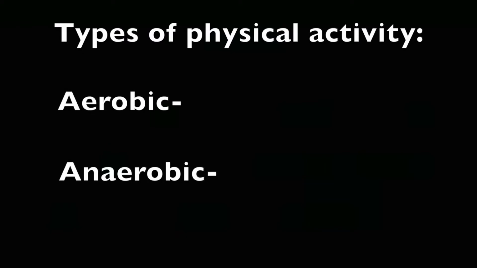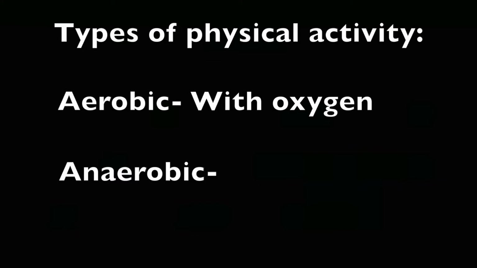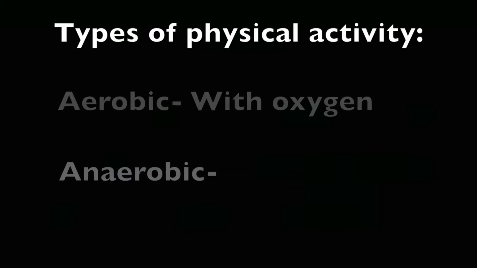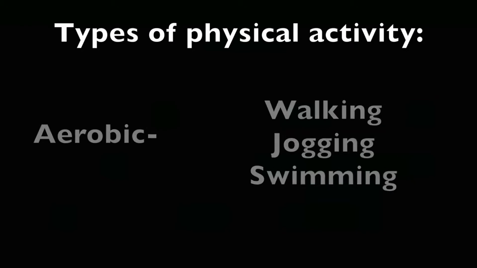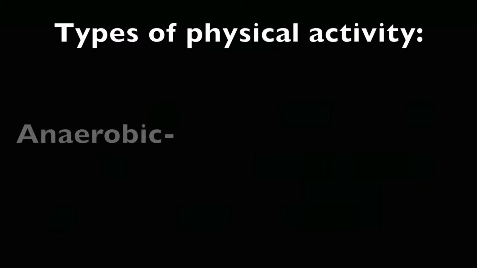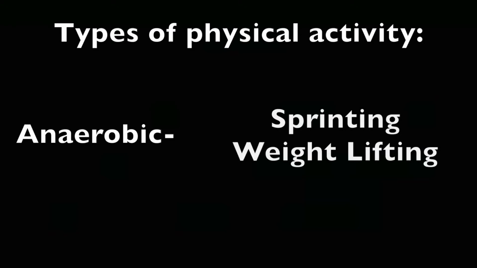When it comes to physical activity, there are 2 main types, aerobic and anaerobic. Aerobic basically means with oxygen, and anaerobic means without oxygen. Aerobic exercise includes low-intensity activities like walking, jogging, swimming, and other activities that can be continued for extended periods of time. Anaerobic exercise includes high-intensity activities like sprinting, weightlifting, and other activities that cannot be continued for more than short intervals.